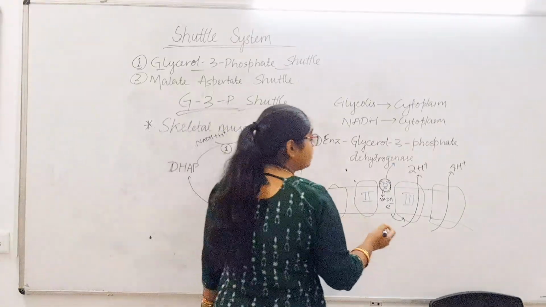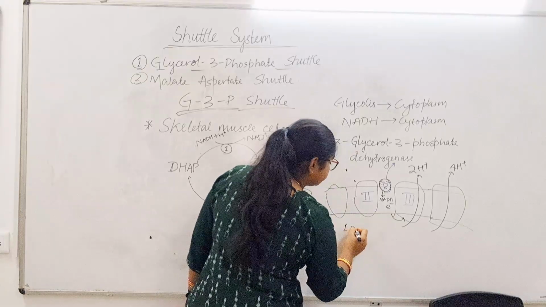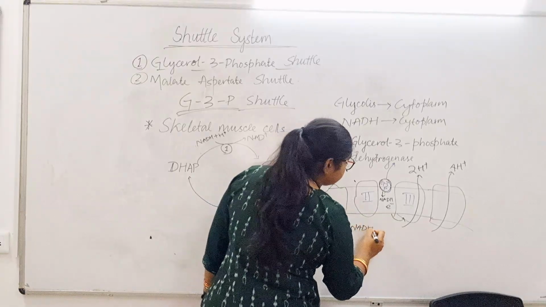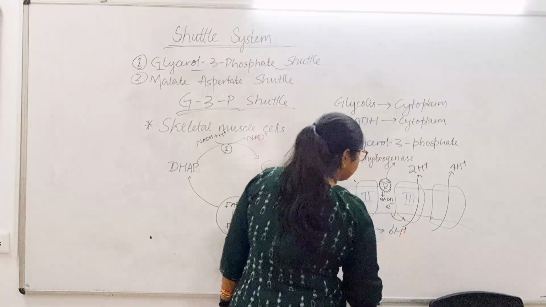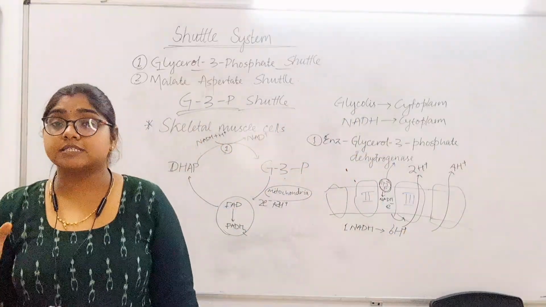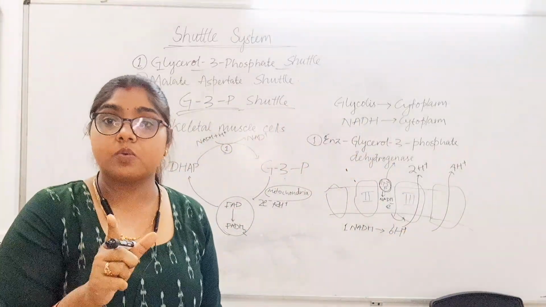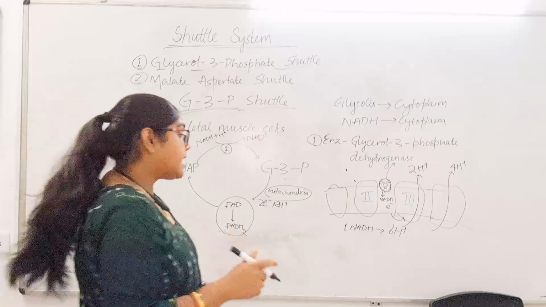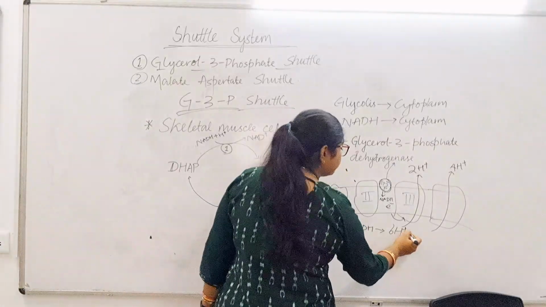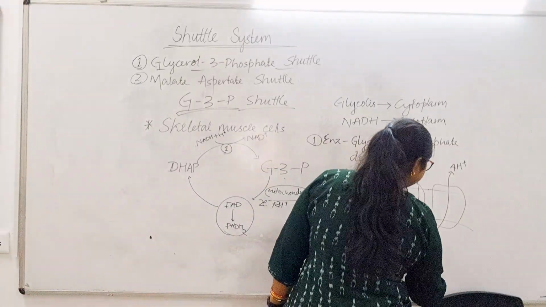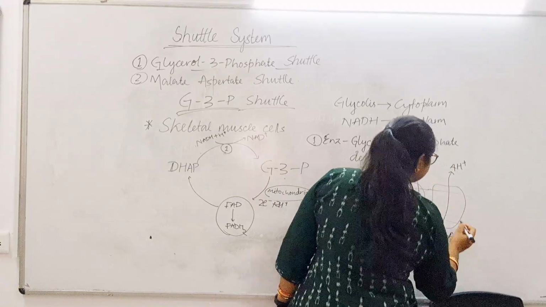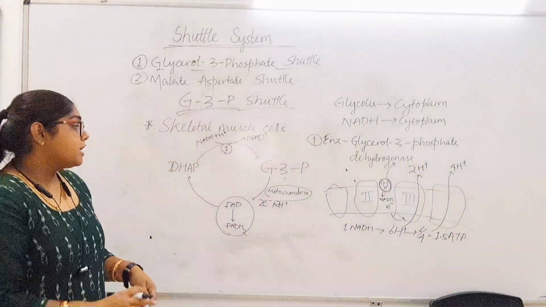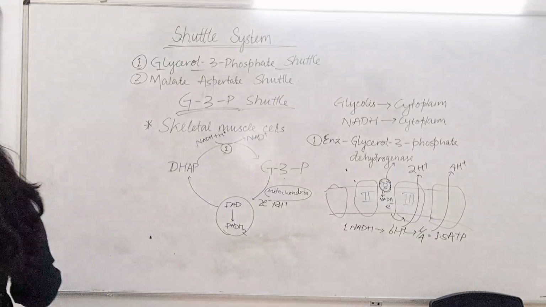Now for one NADH, 6 protons are getting pumped out. As we have discussed earlier, 4 protons make 1 ATP. That means 6 protons will make 6 by 4, that means 1.5 ATPs. So this is the glycerol 3-phosphate shuttle.